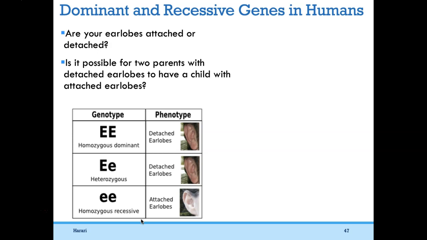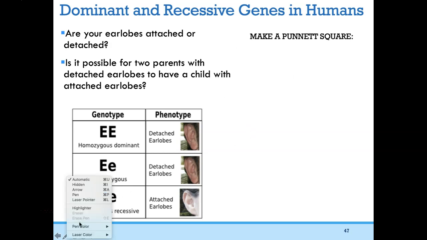So a question on an exam could be: 2 heterozygous parents for detached earlobes have a child. What is the likelihood that the child will have attached earlobes? For that, you would have to draw a Punnett square. So let's do it together.